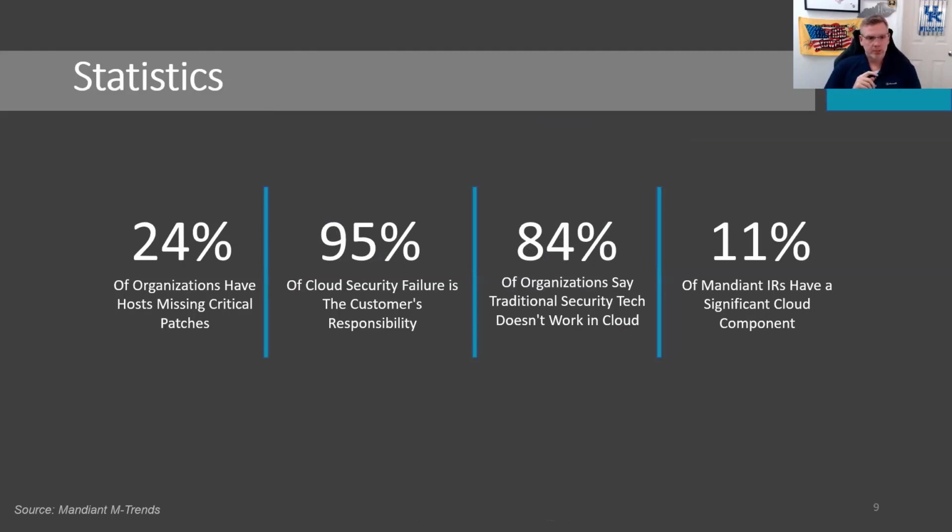If you look at some statistics, now these are from our friends over at Mandiant. Nando grabbed these for me. If you look at the far left, 24% of organizations have hosts missing critical patches. So what's significant to that for me in relation to the cloud? And we see this all the time at Microsoft. If you have a bad patching program on premise, it's going to follow you into the cloud. If it causes you problems on premise, it's going to cause you those same problems in the cloud.